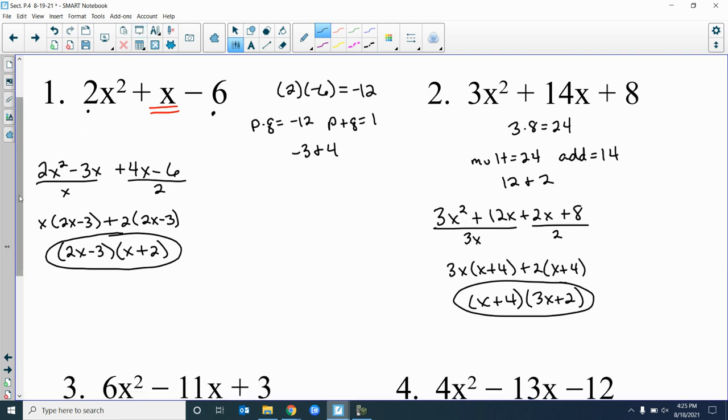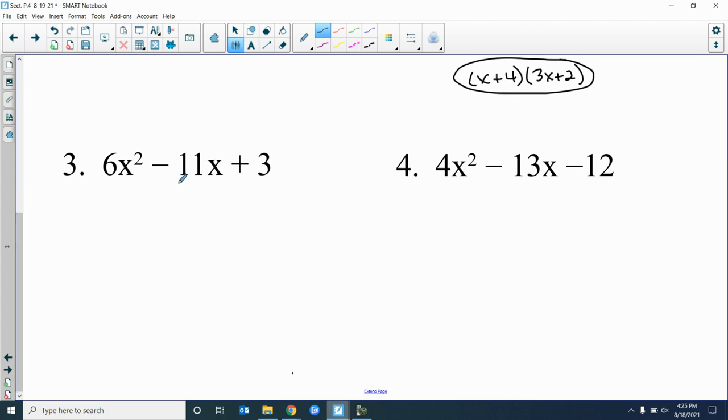Now I'm just going to do one more of these two here using the grouping method. Let's do number 3, because both of them have to be negative. So you have to take 6 times 3, which is 18. I want two numbers that multiply to equal positive 18 but add to equal negative 11. The only way that can happen is if they're both negative. So negative 9 and negative 2. So now I'm going to split this up into 6x squared minus 9x minus 2x plus 3.